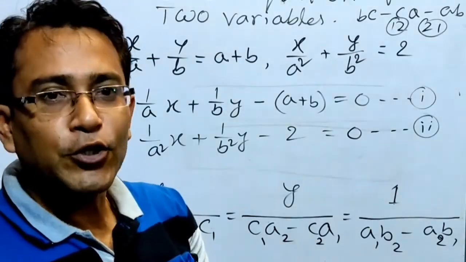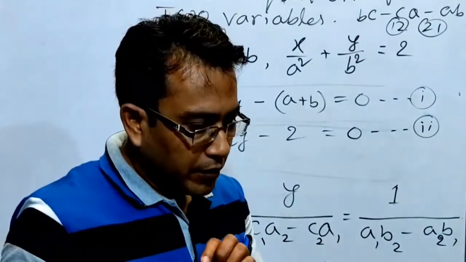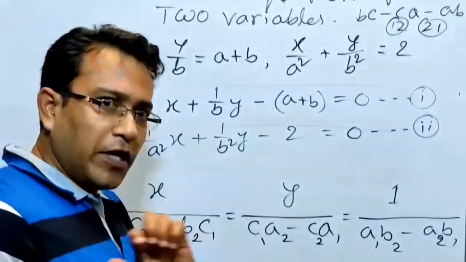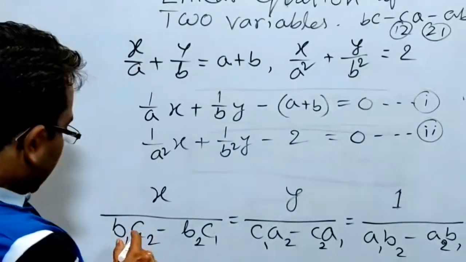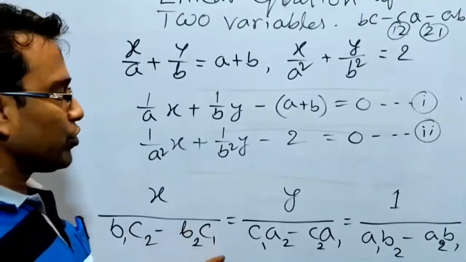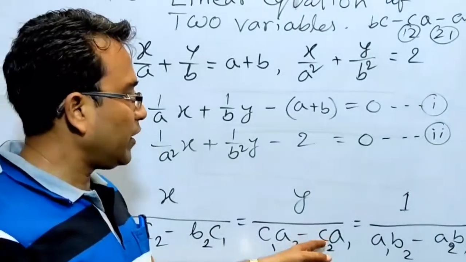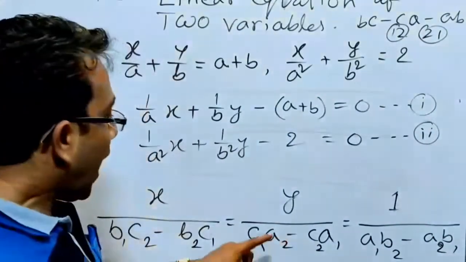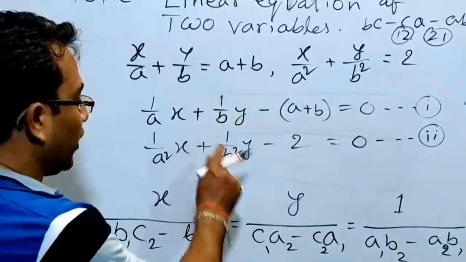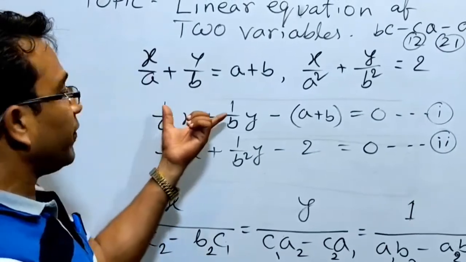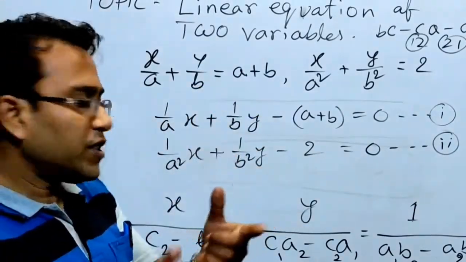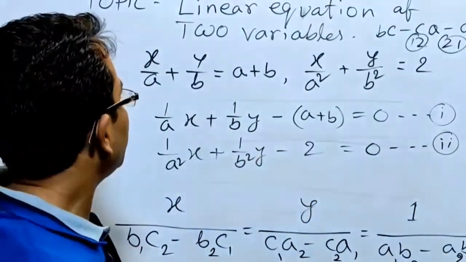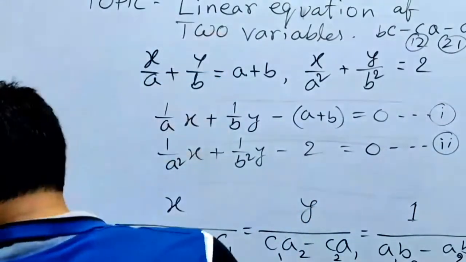I am telling this just to remember it very easily. It's a simple technique. So, here B1 C2 minus B2 C1, C1 A2 minus C2 A1, A1 B2 minus A2 B1. Now I shall put the values accordingly. B1 means from the first equation, a1 b1 c1 from the first equation, a2 b2 c2 from the second equation. I am putting the values here.